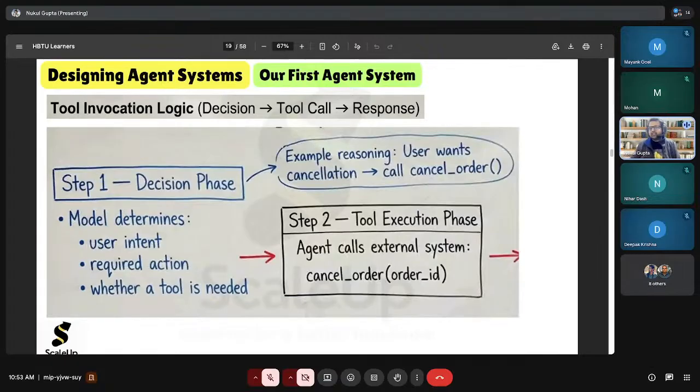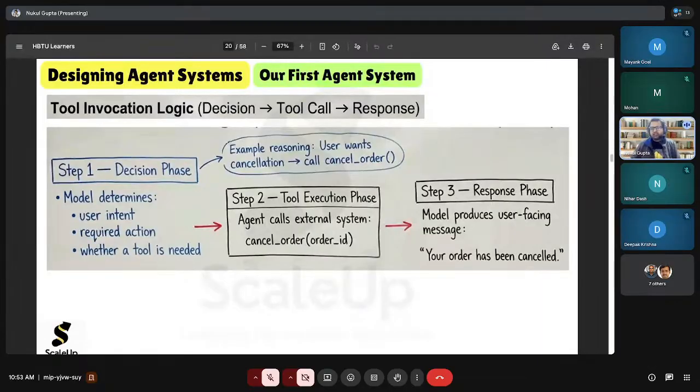Step two will be the tool execution phase. In the decision phase, the LLM, the model, determines all the necessary steps. Step two is all about executing the tool. So the agent calls an external system. The agent will now call the cancel order function with the appropriate order ID. And then step three is the response phase. In the response phase, the model will produce a user-facing message: your order has been cancelled. So this is how the tool invocation logic works in an agent system.